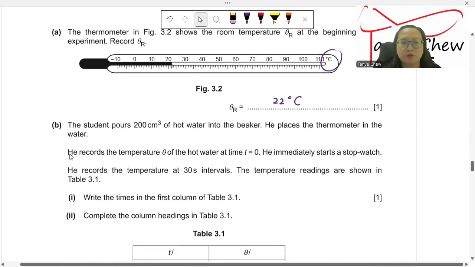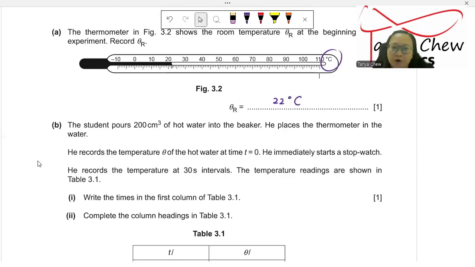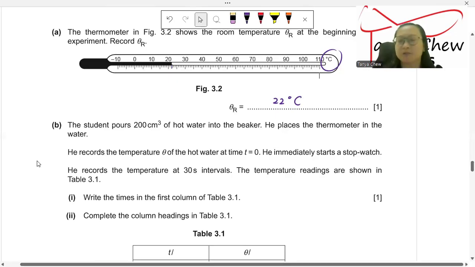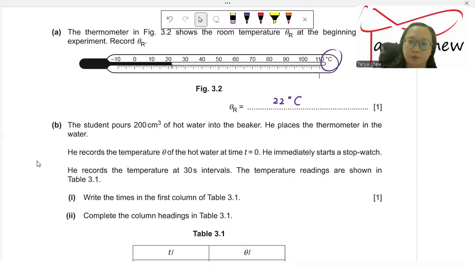B, the student pours 200 cm cube of hot water into the beaker. He places the thermometer in the water. He records the temperature theta of the hot water at time t equal to 0. He immediately starts a stopwatch. He records the temperature at 30-second intervals. Temperature readings are shown in table 3.1.